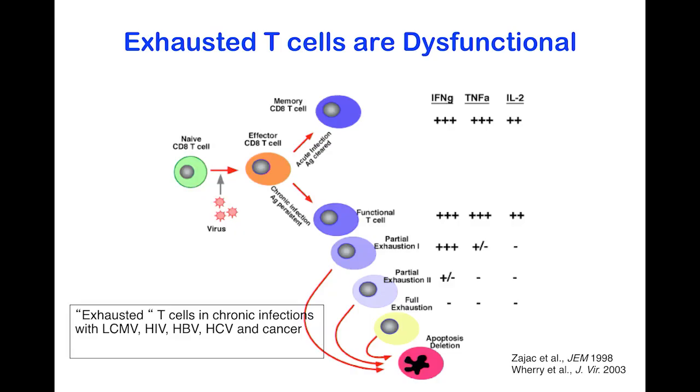As a result, these cells progressively lose their function. First, they lose the ability to make IL-2, then they lose the ability to kill and to make other cytokines. And we now appreciate that there are multiple subsets of these cells, some that are more stem-like and some that just fade away. In cancer, we know that there's a similar process that develops.